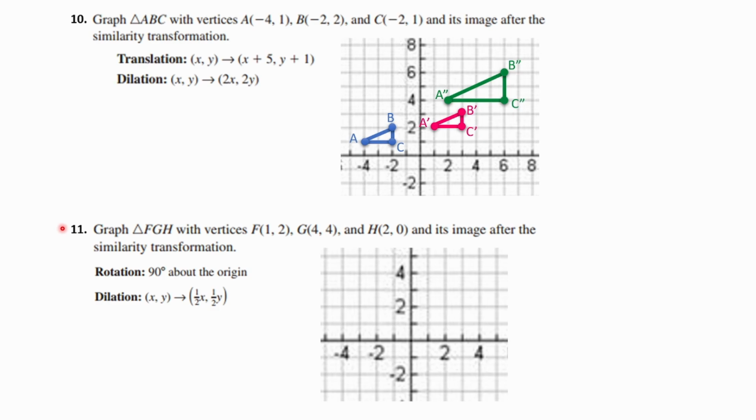All right, number 11 says we have these points F, G, and H at the listed XY coordinates. So F is at 1, 2, G is at 4, 4, H is at 2, 0. And we want to do this composite similarity transformation. The reason that these are called similarity transformations and not congruence transformations is we have the same shape, but clearly this triangle is a different size, and that dilation is causing the size change. So let's look at the two things it asks us to do.